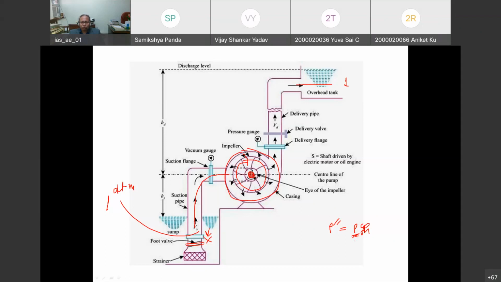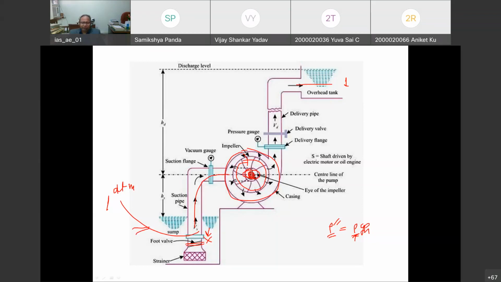So if rho is high, what happens? P will be high. And if P is high, it means you can create a higher level of vacuum at the eye of the impeller. If vacuum is created in the eye of the impeller and the water in the suction line is at 1 atmospheric pressure, then what will be the scenario?